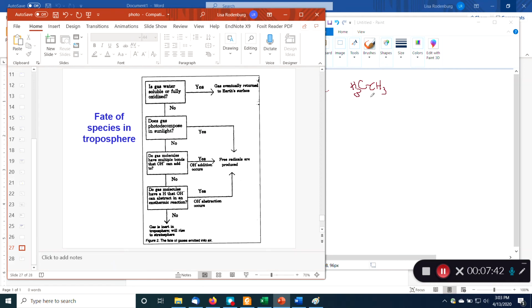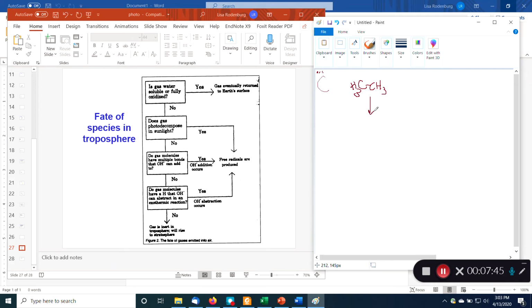Yes, it does. So we're going to draw it this way, and we like to draw a loop like this and say that hydroxyl radical comes in here and abstracts one of these hydrogens. So you get a water molecule here, and you get H2C CH3, and this is a radical right here. Okay, now we have a radical.